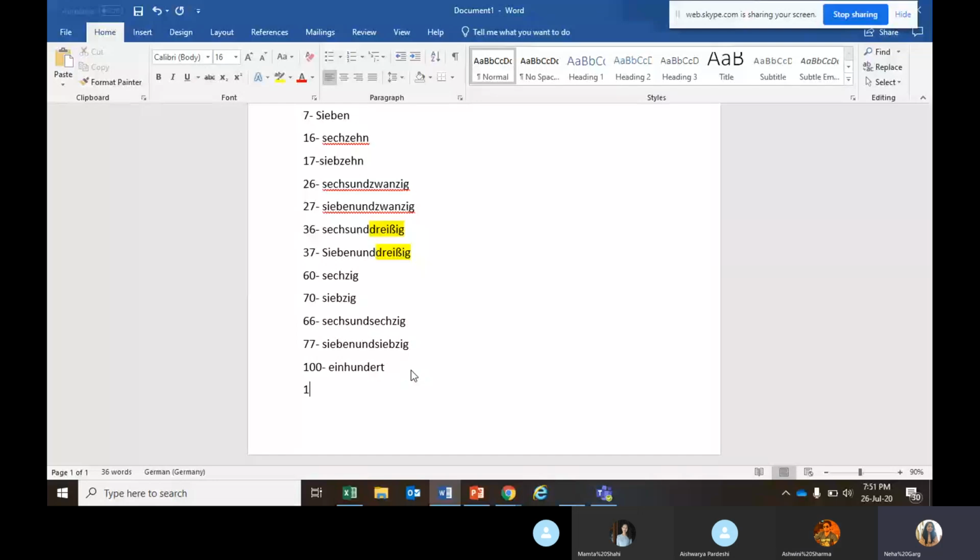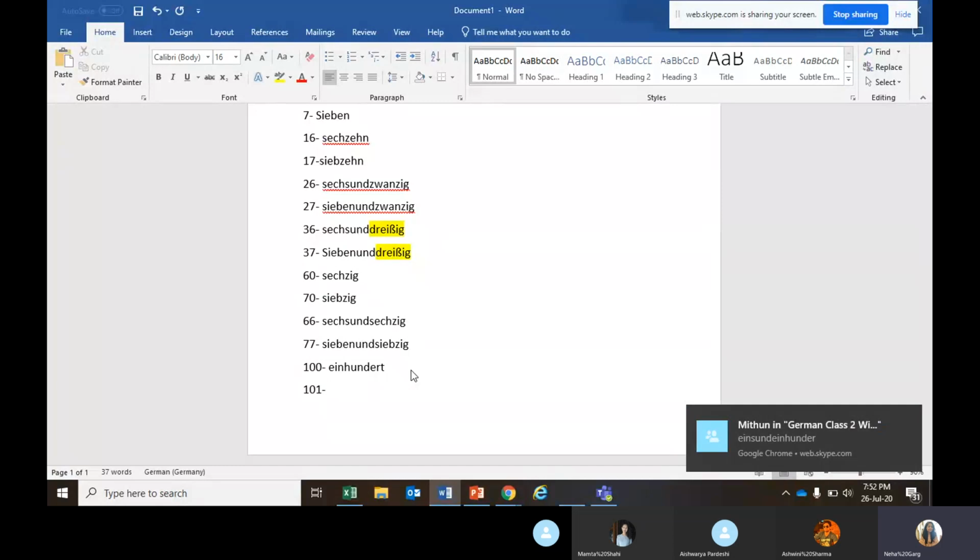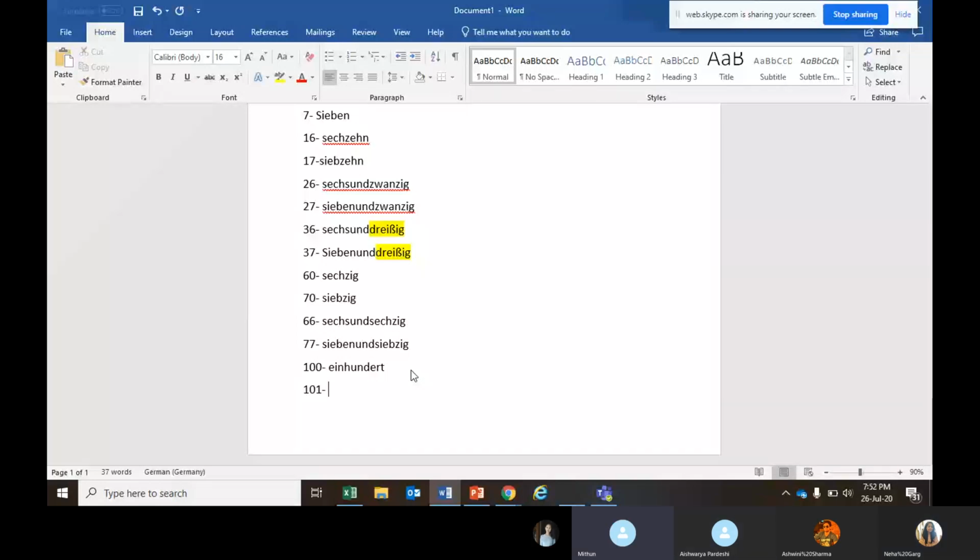Now how would we be writing 101? Anyone would like to guess? Ein und 100. Okay, any more guesses? Eins, 100. Mithun? 100. I've written it. I'm not sure whether it's good.